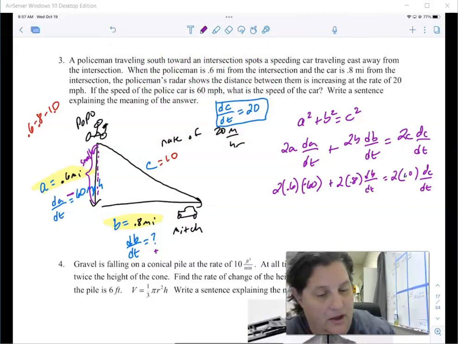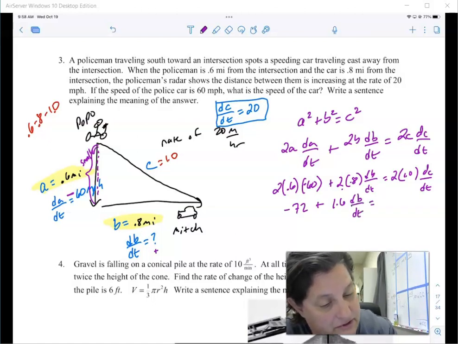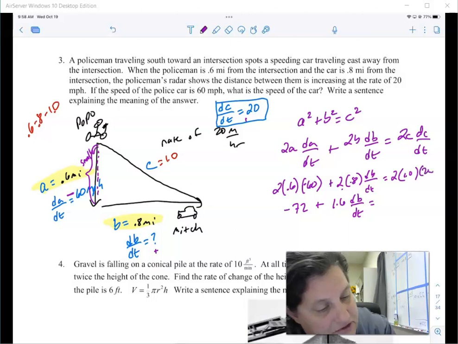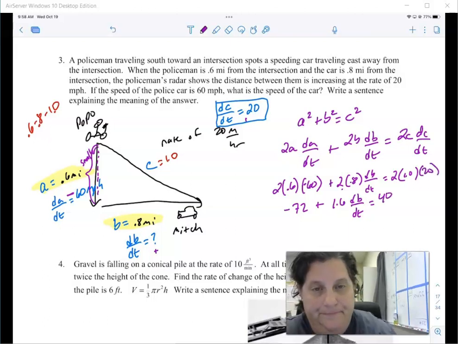Okay, so I get 2 times 0.6 times negative 60. I get negative 72. 1.6 dB dt equals 2 times 1, 2 dC. Oh, I didn't even put in my dC dt. Whoops. I know what dC dt is. It told me right here. dC dt was 20, so equals 40.